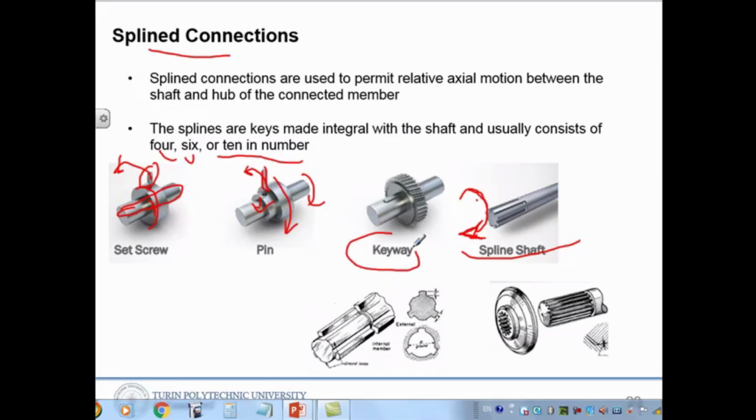And you can use a keyway, so insert this keyway. But with the spline shaft, during the motion you can insert it into the hub, and if you go in this direction, the rotation stops. There can be two types: internal and external teeth. The external teeth is this one, the internal one is this one. So that's external, that is internal. And there can be 4, 6, or 10 teeth.